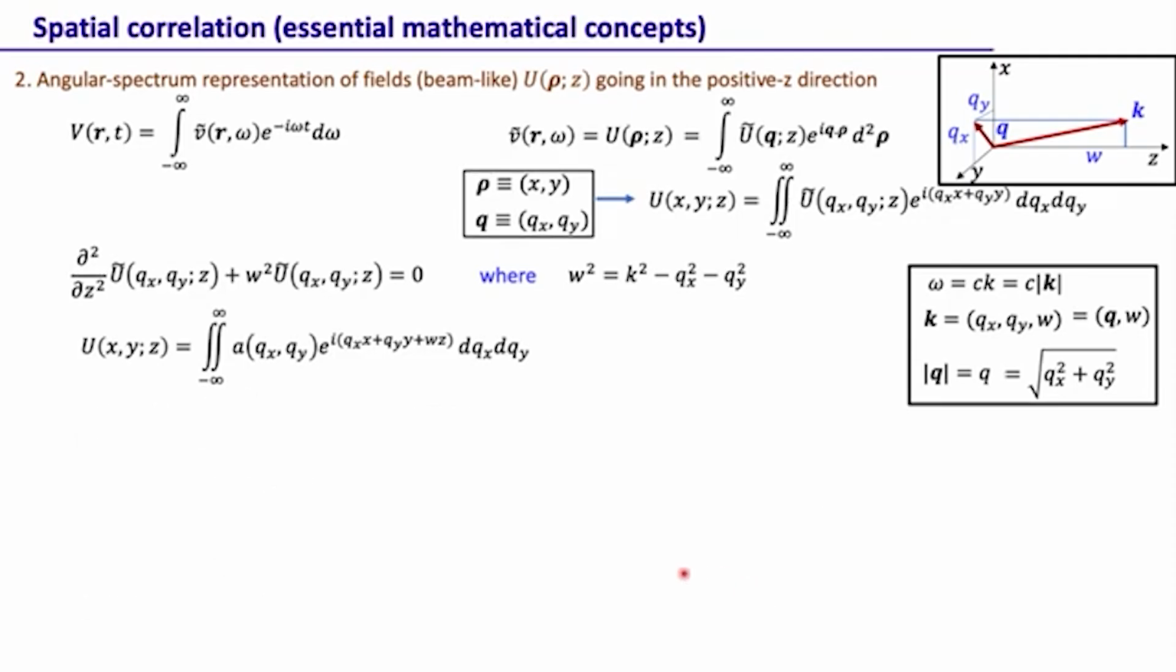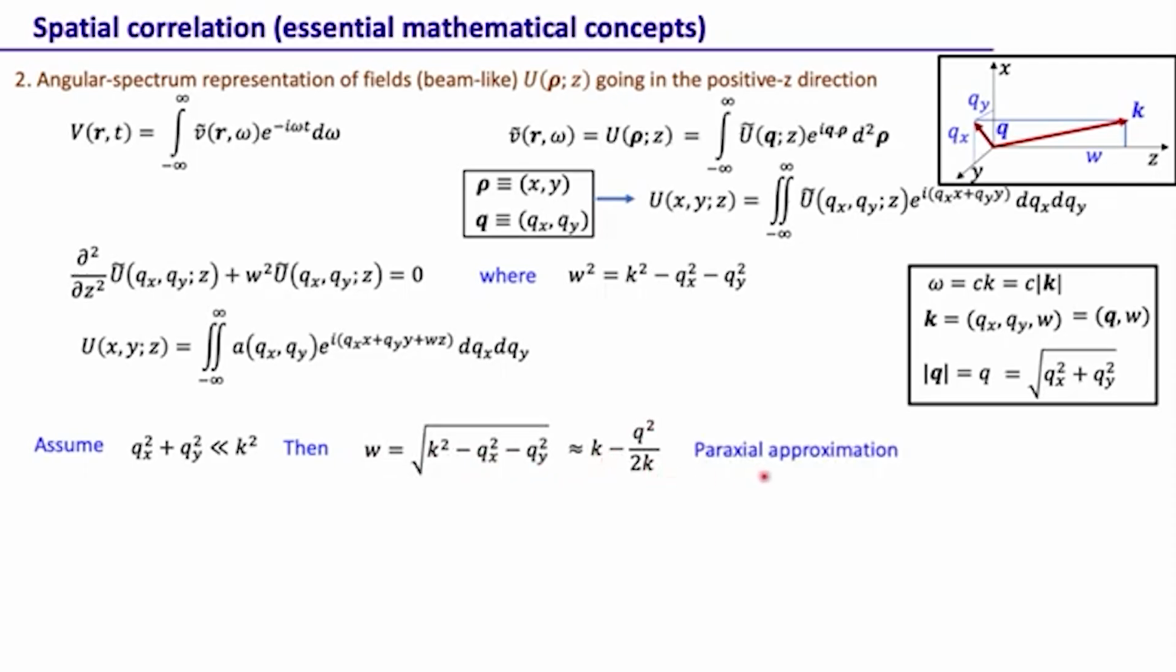All right. So next we see this is the actual wave vector, and the two-dimensional spatial frequency q is this (qx, qy). Now suppose we have the situation that qx square plus qy square, that is mod of q, is much smaller than mod of k. That means this wave is propagating mostly along z. So in that case, this mod is much smaller than k square. In that case, the w, which is the square root of k square minus qx square minus qy square, can be approximated as k minus q square by 2k.